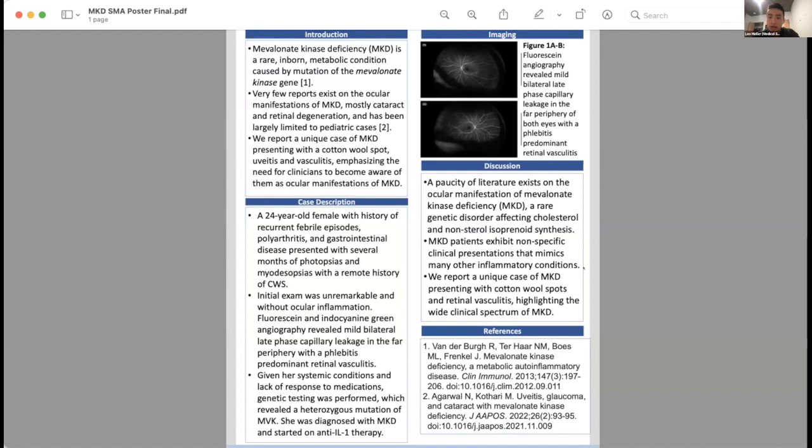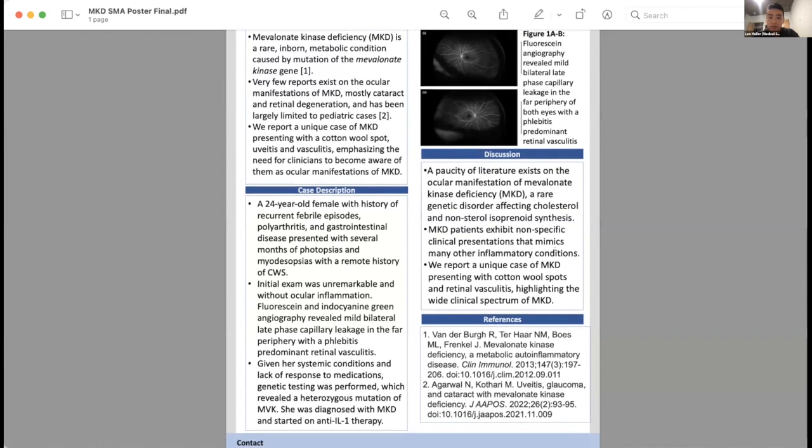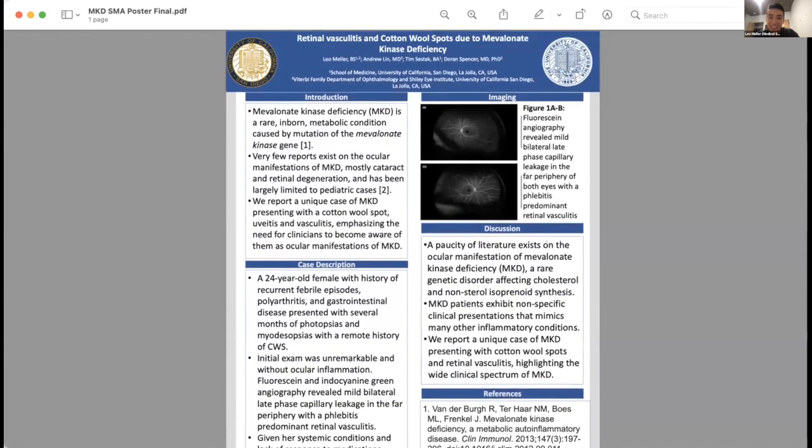In this case, this is the first reported case of MKD presenting with cotton wool spots and retinal vasculitis, and we highlight the wide clinical spectrum of MKD and the importance for clinicians and even non-ophthalmologists to be aware that if you see patients presenting with vasculitis, you should be suspicious of MKD as a potential cause. And that's the end of my presentation.